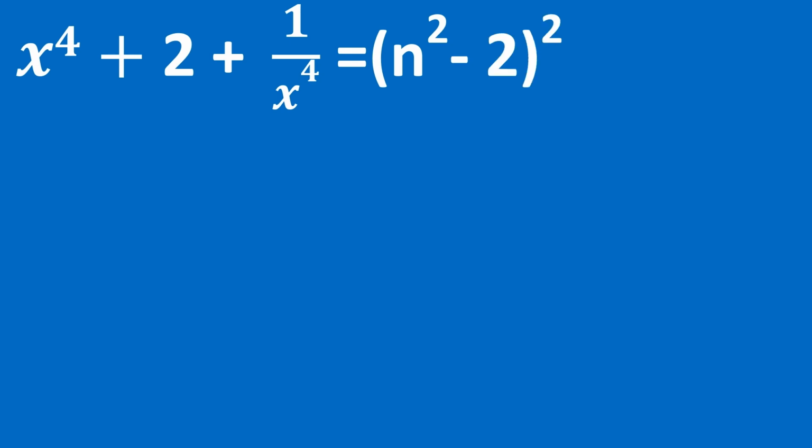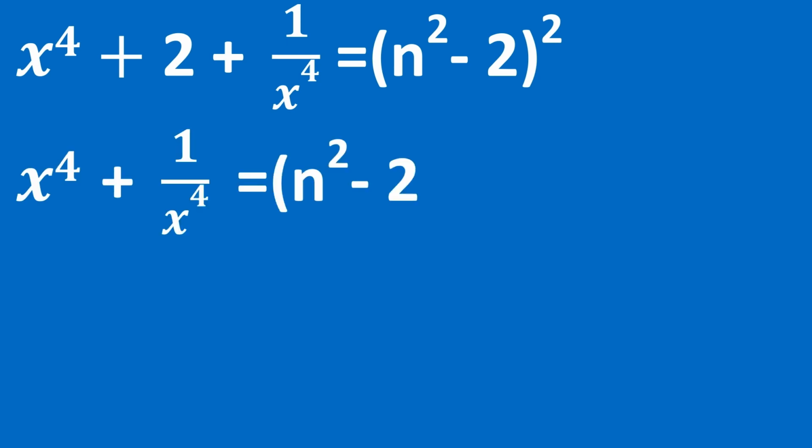As we simplify this expression, we have x raised to the power 4 plus 2 plus 1 over x raised to the power 4 is equal to n squared minus 2, all squared. By the time we take the 2 to the right-hand side, it becomes negative. Therefore, we now have x raised to the power 4 plus 1 over x raised to the power 4 is equal to n squared minus 2, all squared, minus 2.